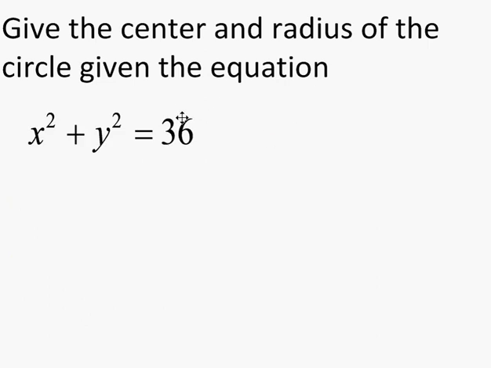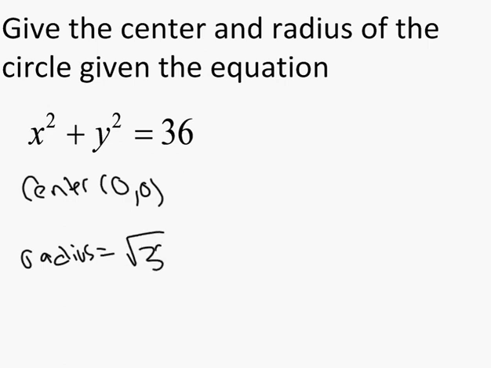Give the center and radius of the circle given the equation. So there's no h and k, so it turns out that h and k is actually 0. So we're going to say the center is 0, 0. So when you just see x squared by itself, y squared by itself, that means the center is at the origin, 0, 0. To get the radius, we have to take the square root of 36. That's equal to 6. So the radius is 6.